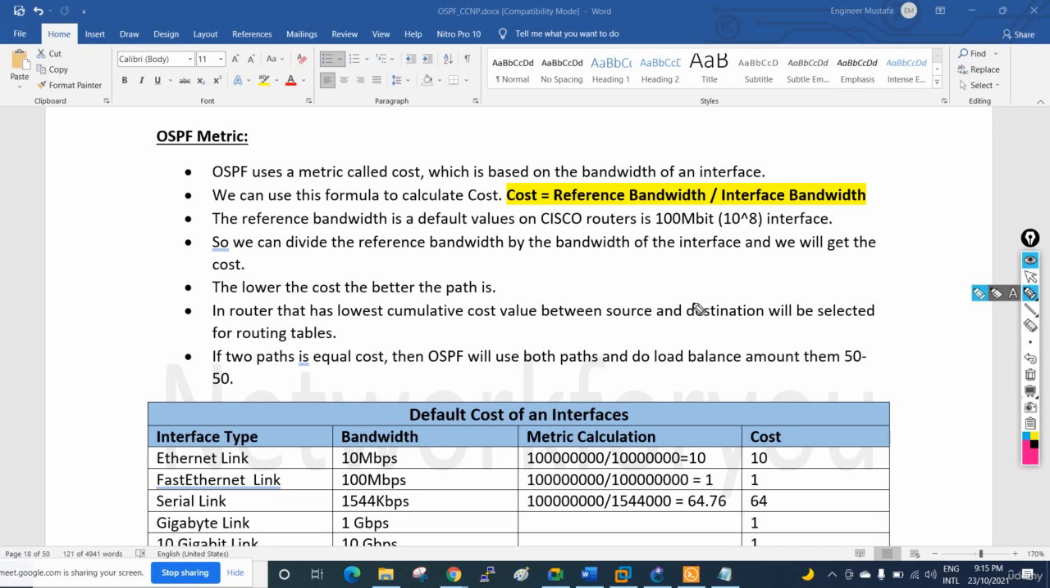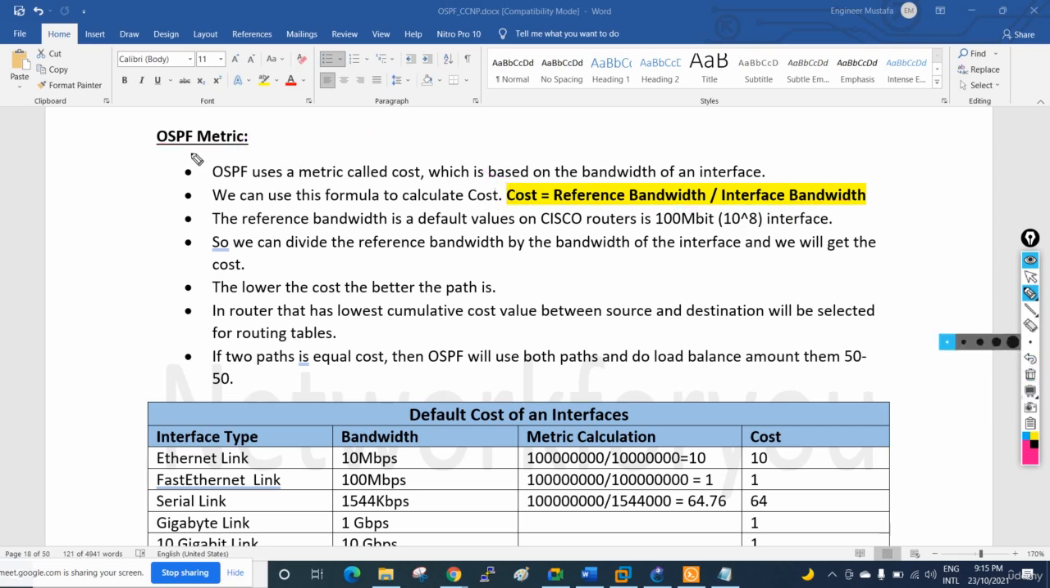So now we need to check. We are saying the OSPF metric is cost. So we need to remember: cost is equal to reference bandwidth divided by interface bandwidth. This is a formula given by Cisco, and the first thing we need to remember is that the OSPF metric is cost, and cost is equal to reference bandwidth divided by interface bandwidth. This point we need to remember.